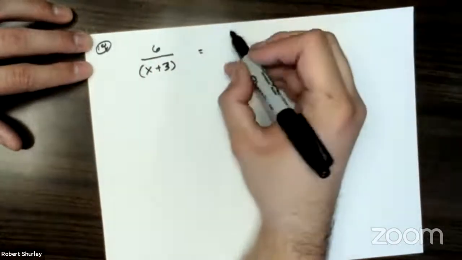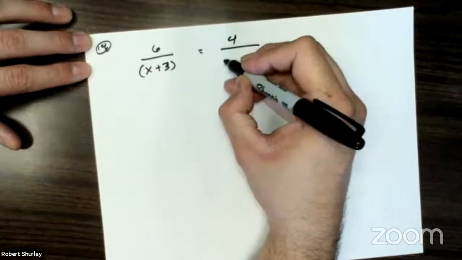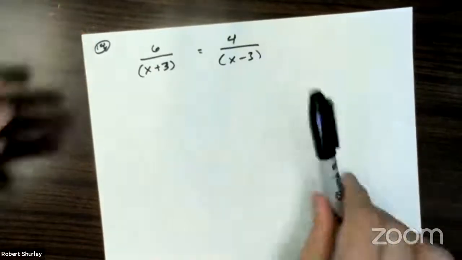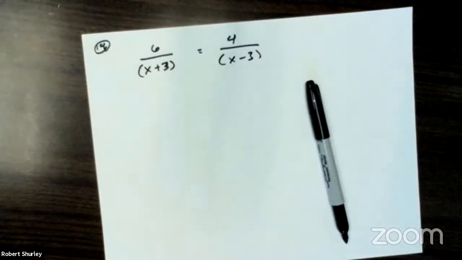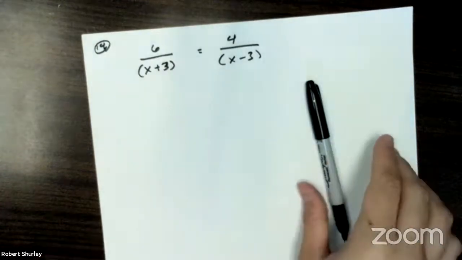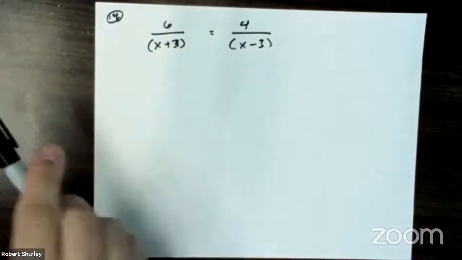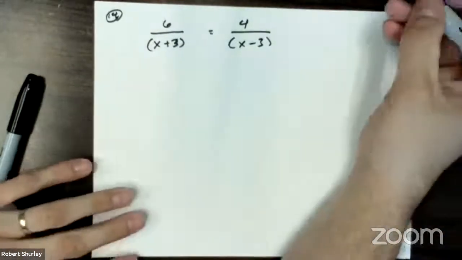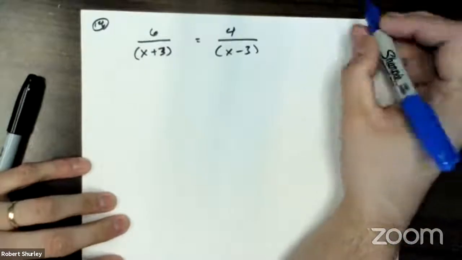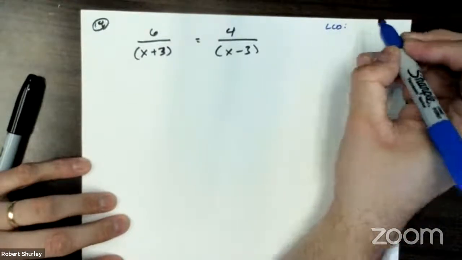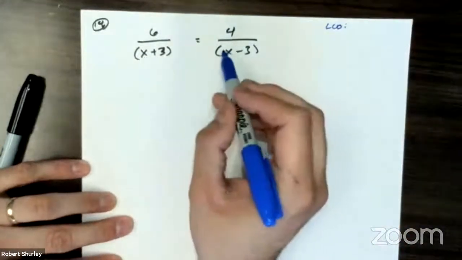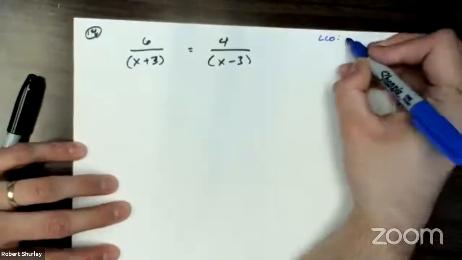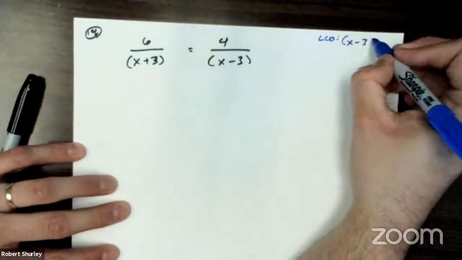Equals, I'm going to write these kind of spaced out because I know it's going to be multiplying on the top and bottom. X minus 3. Okay, 6 over x plus 3 and 4 over x minus 3. Okay, well, our LCD here, now these LCDs are really easy to find. They're just going to look real bulky, okay? Our LCD on this one, look, these are different denominators. X plus 3 is not the same as x minus 3. So we're just going to multiply them together.